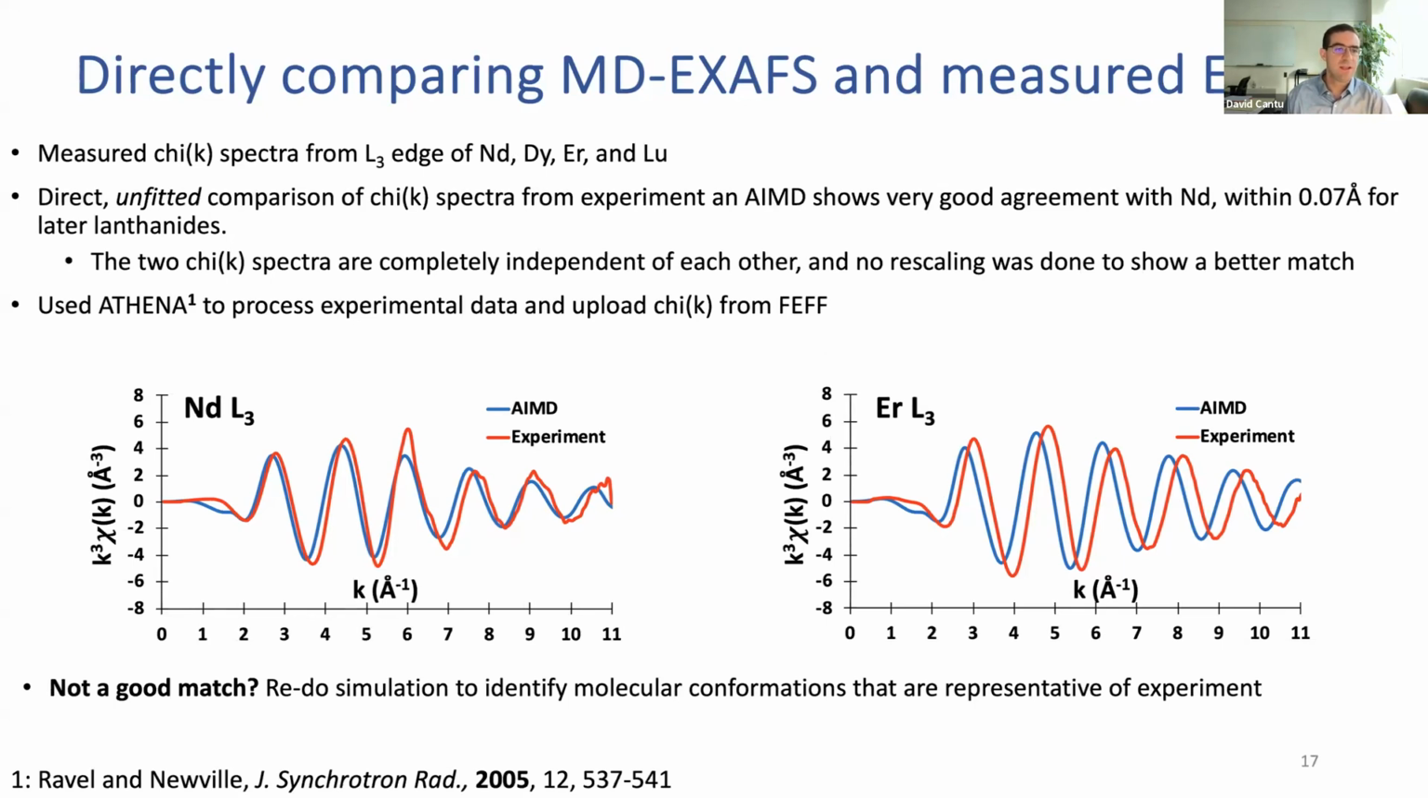So we use Athena to process the experimental data and also to upload the Chi-K from FEF and compare them. And so if it's not a good match, we redo the simulation to try to identify the molecular conformations that are representative of experiments. So that is why we're not fitting, because we want to see what simulations are representative of experiment.